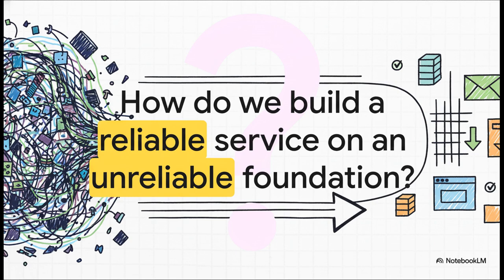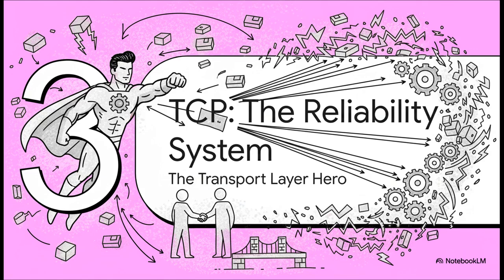And that right there is the multi-trillion-dollar question, isn't it? If the network itself is just a chaotic mess, how in the world do we get reliable things like email or file downloads, or even just a simple web page to load correctly? How do you build something dependable on top of something that is fundamentally undependable? Well, the answer is an amazing set of rules, a protocol that lives in the transport layer, and its name is TCP. This is the system that steps in to tame all that chaos.